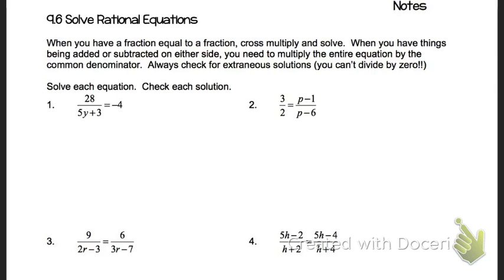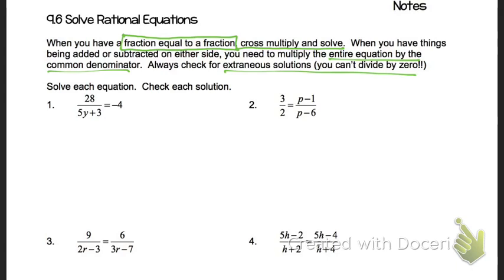You will see ones where you have a fraction equal to a fraction. These are the ones that you like because the Lord blesses you and He gives you a fraction equal to a fraction, and all you have to do is cross multiply and solve. And that is like when life is golden, because it's not hard to do that. But when you have things being added or subtracted on either side, then you need to multiply the entire equation by the common denominator. And then always check for extraneous solutions, because you can't divide by 0.